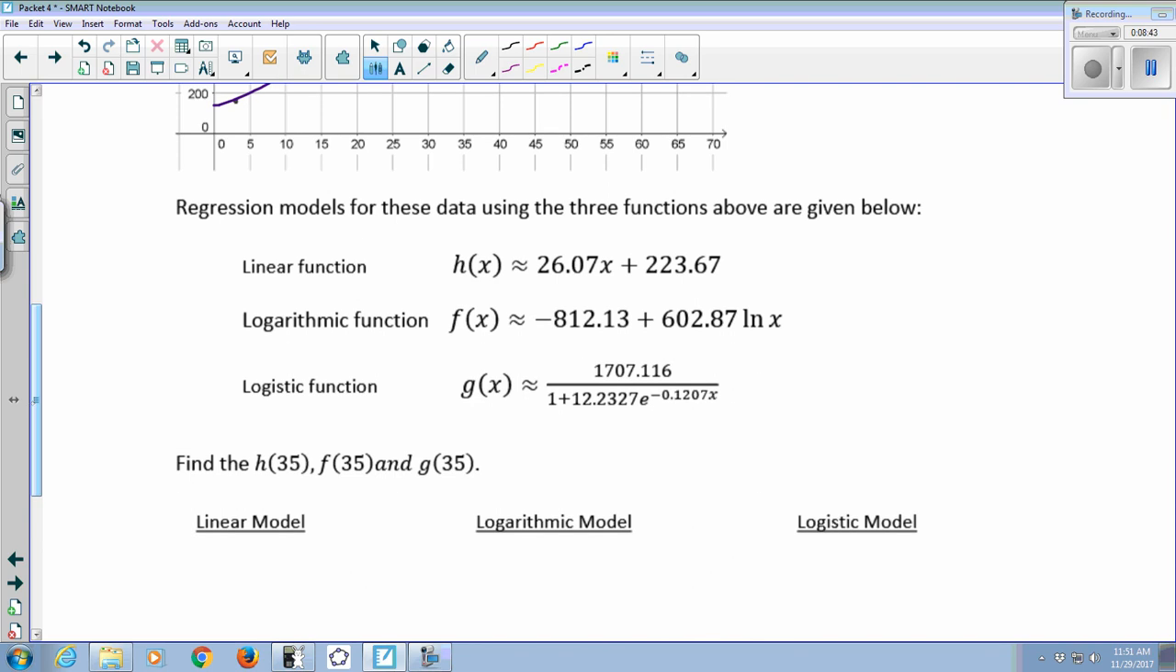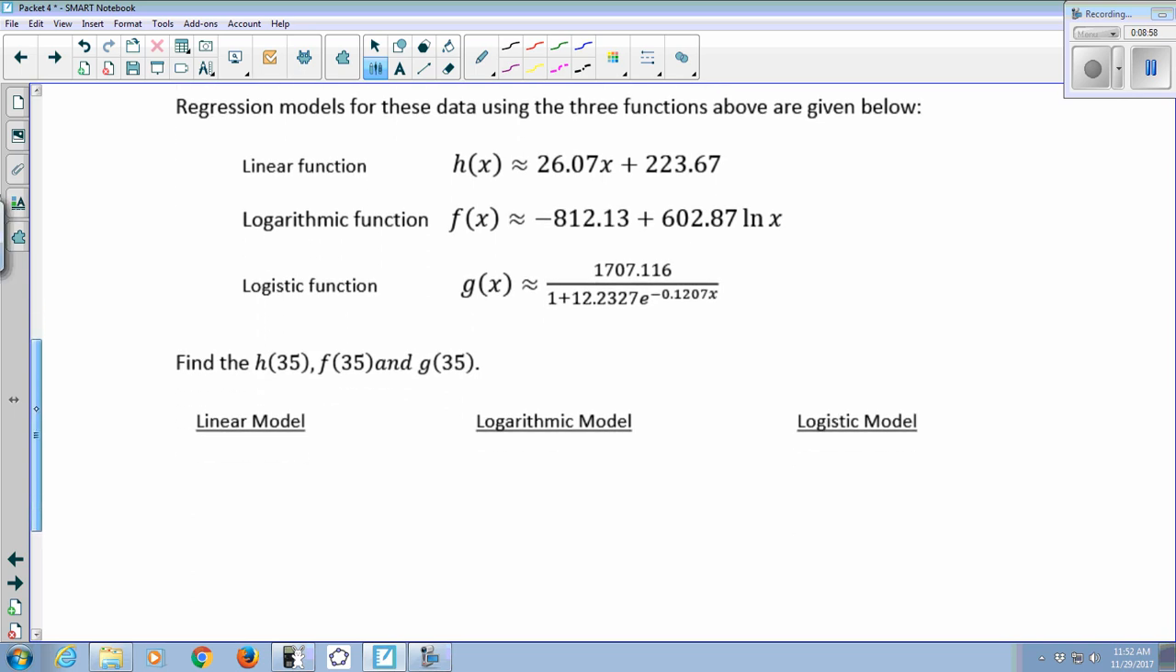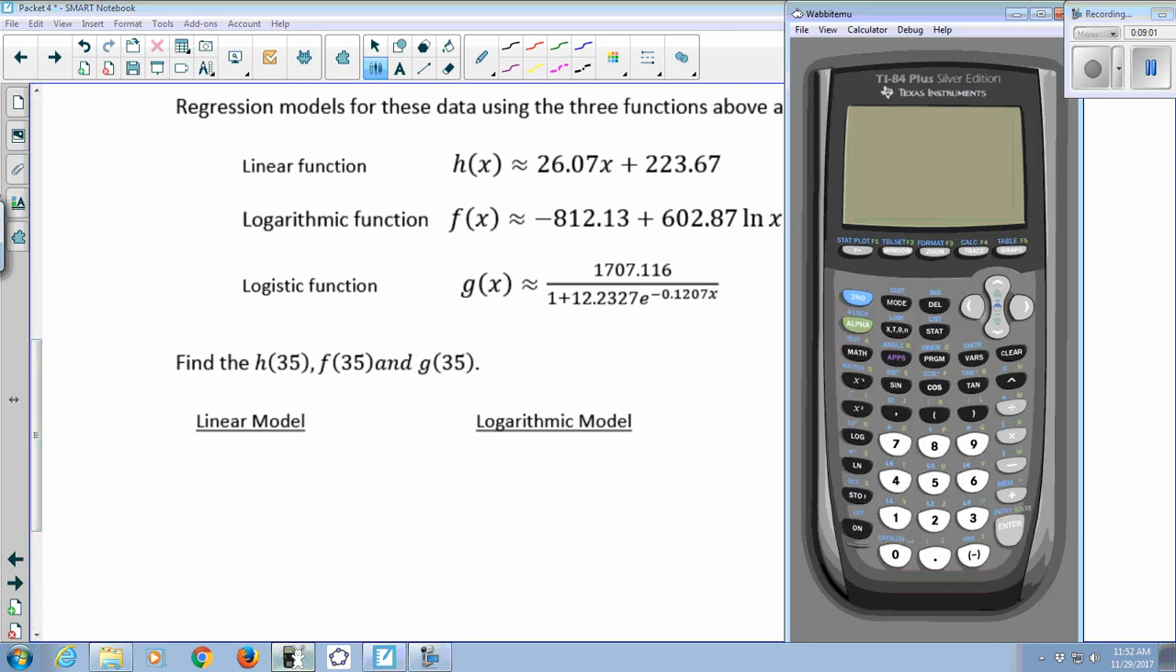I used some computer software to come up with regression models using 3 different types of functions: linear, logarithmic, and logistic. And I just want to plug 35 into each of them. So I'm just going to use my calculator to type these all in. So h of 35, my linear function, so I've got 26.07, replacing my x with a 35, plus 223.67 is 1,136.12.